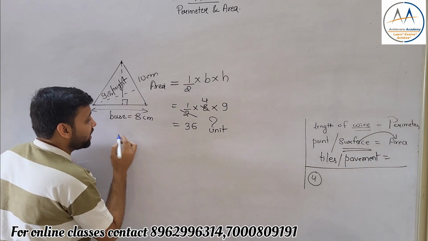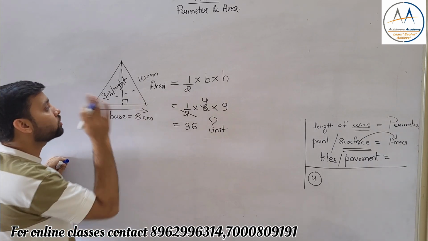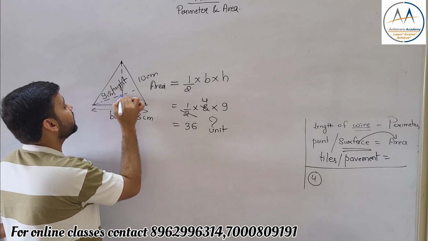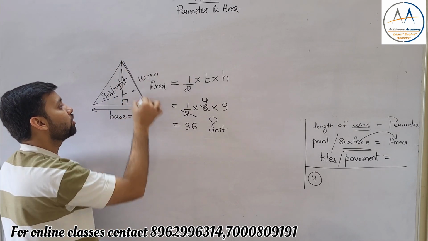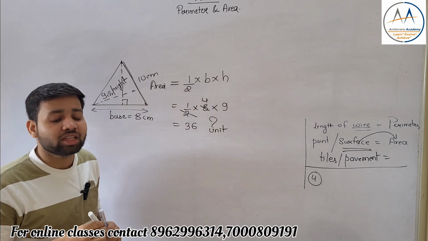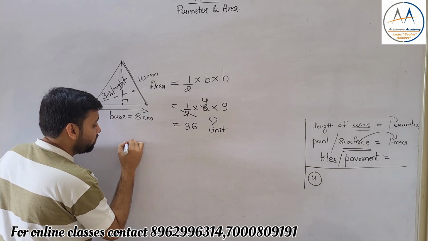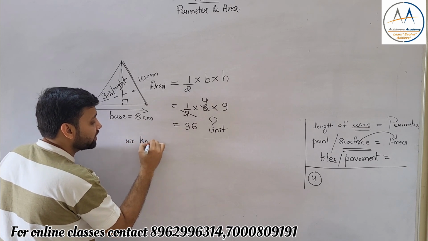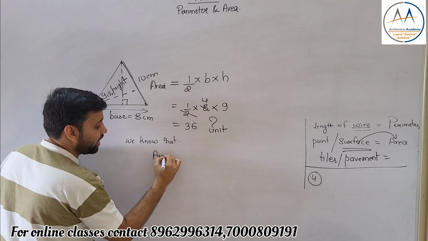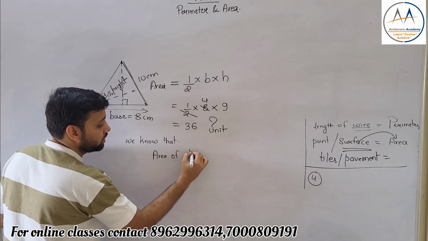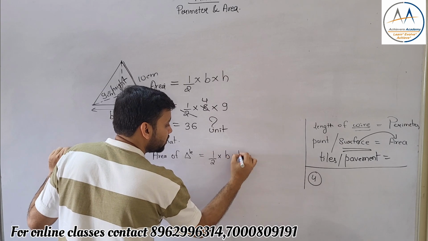Now, the second part, what has the question asked? The question is not asking for area or perimeter. The question is asking to calculate the altitude, or the height corresponding to the side of 10 centimeter. They won't write base either. So for the height corresponding to the side, we know that the triangle is the same. Again, the area of the triangle is 1 by 2 base into height only.